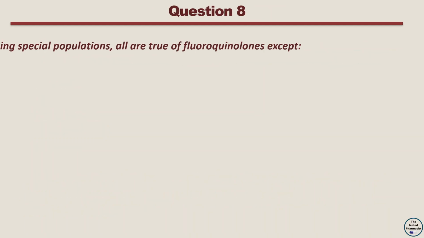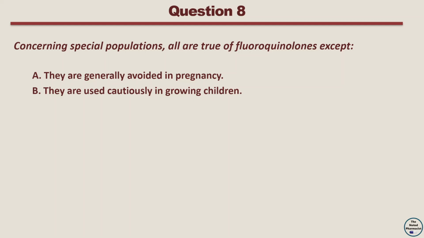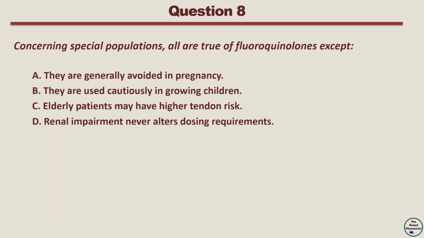Question 8. Concerning special populations, all are true of fluoroquinolones except: Option A, they are generally avoided in pregnancy. Option B, they are used cautiously in growing children. Option C, elderly patients may have higher tendon risk. Option D, renal impairment never alters dosing requirements. Option E, CNS toxicity may be more frequent in older adults.